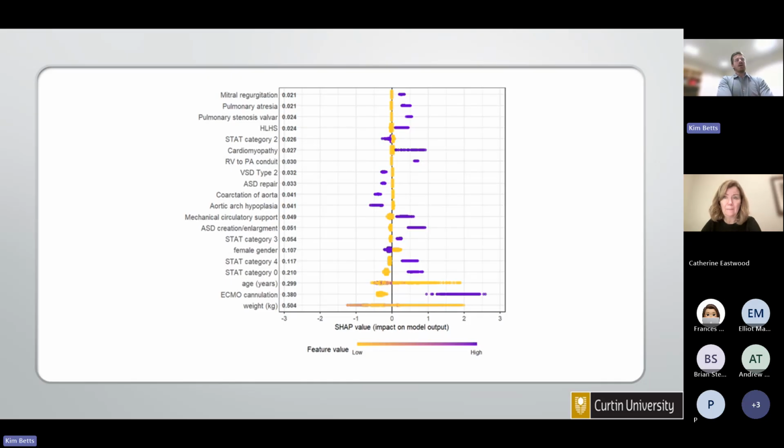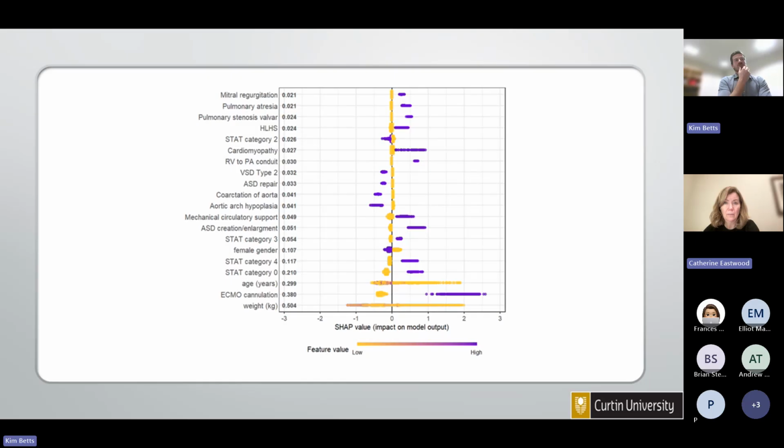I should just explain stat category 0 and 3. So the stat category is one of those stratification systems. Patients with a stat category 1 have the lowest risk operation, up to 5 have the highest risk. Stat category 0 doesn't actually exist. This is a group of patients that the stat category doesn't apply to. So it must be miscellaneous procedures which it doesn't apply to.